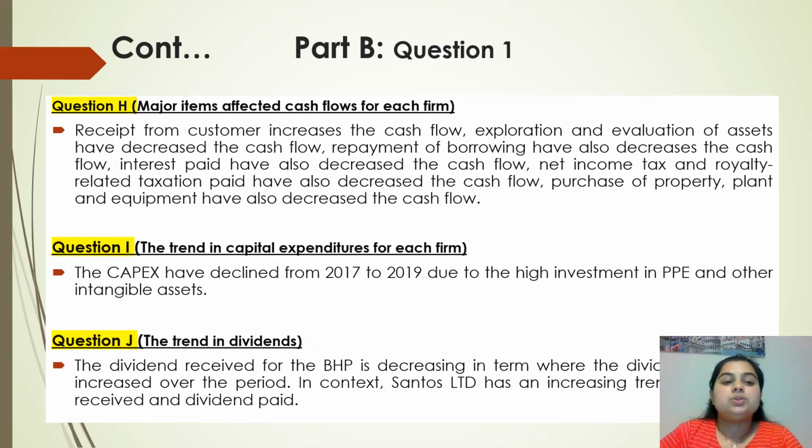The next question is about the major items affecting cash flows for each firm. Cash received from customers increases the cash flow. Exploration and evaluation of assets have decreased the cash flow. Repayment of borrowing has also increased the cash flow. Interest paid has also increased the cash flow. Net income tax and royalty-related taxation paid have also decreased the cash flow. Purchase of property, plant and equipment also increased the cash flow.